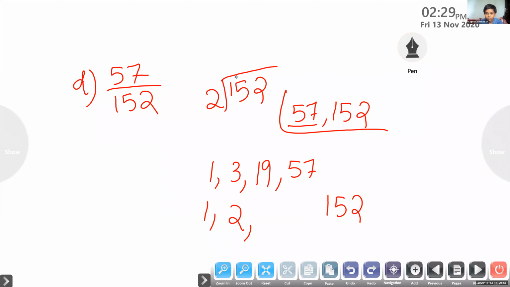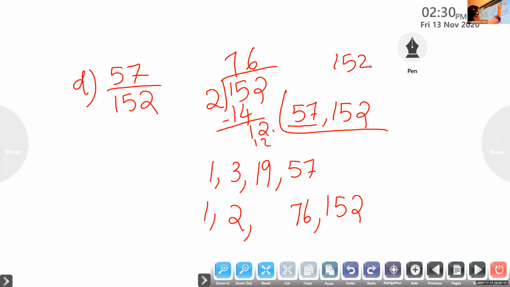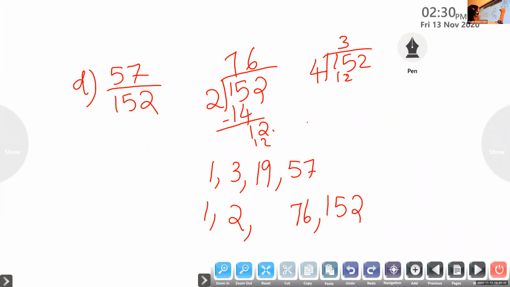7 2s are 14. 12. 6 2s are 12. So 2 into 76. Is there any other number? Can we divide by 3? No. 4. So 152 divided by 4 is 38. 4 into 38 is 152. So 4 and 38.